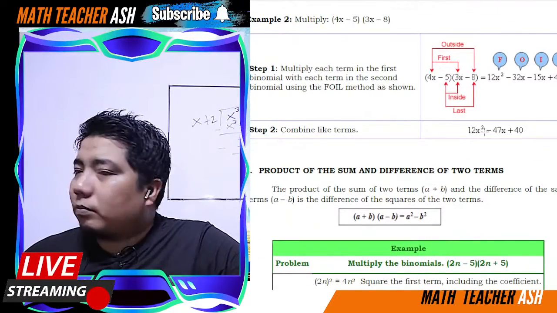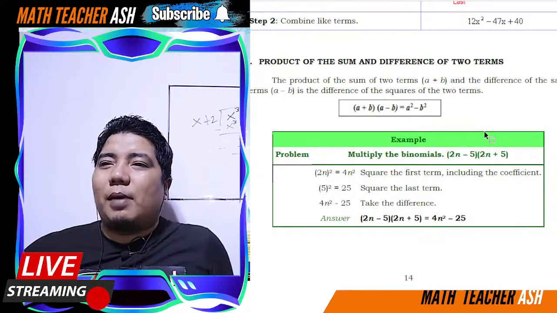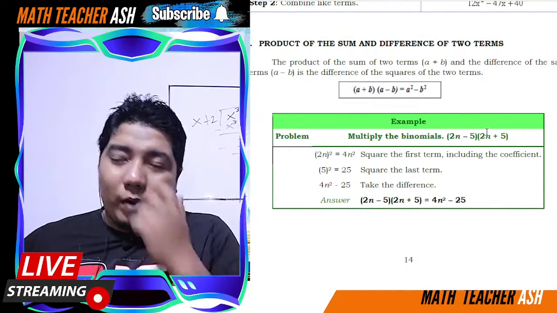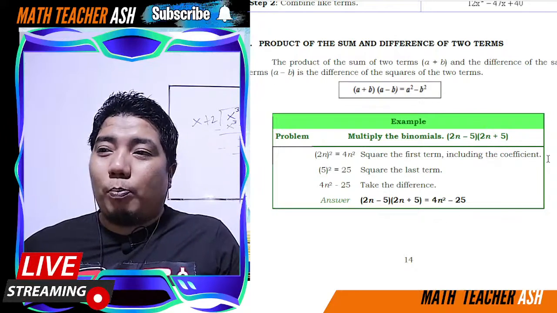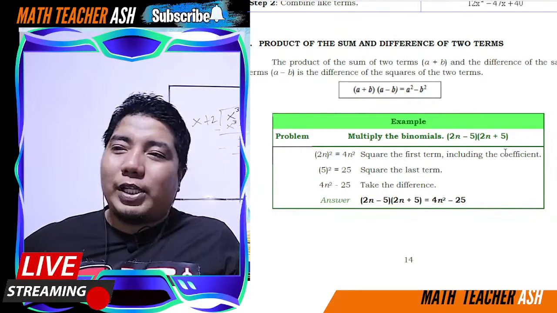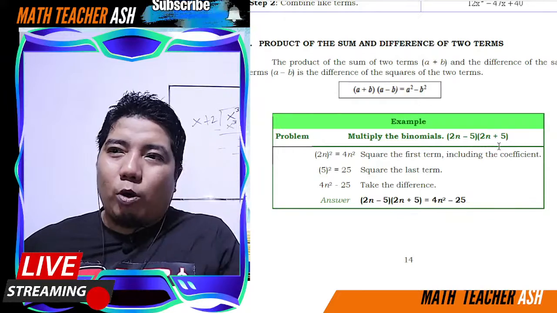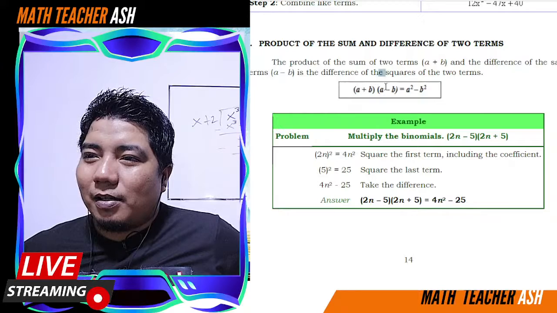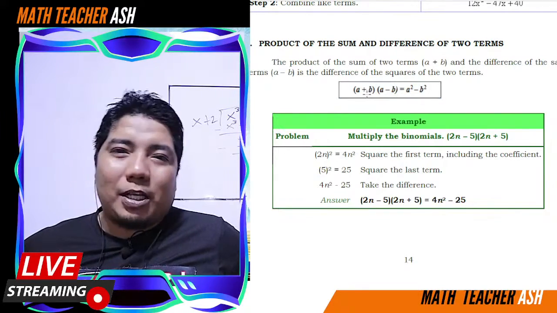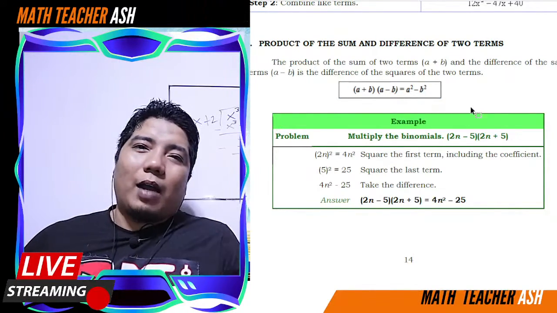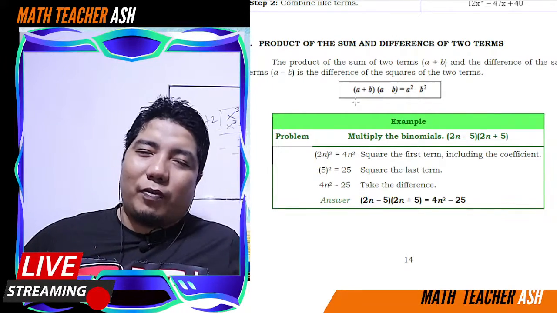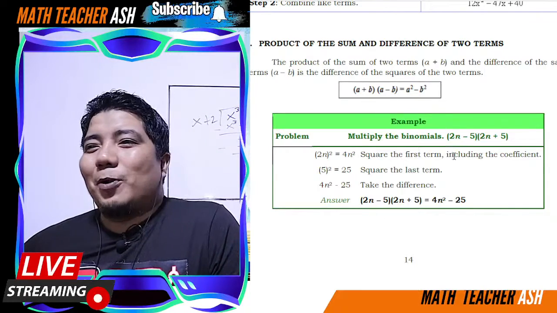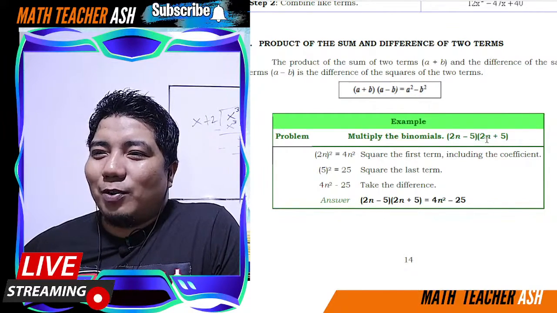Okay. Next is we have the product of the sum and the difference of two terms. Ito naman, kapag ikaw ay nagmo-multiply ng mga binomials na opposite lamang, opposite ha, opposite ang sign. Pareho sila ng term, pero opposite. So, ang isa, sum, ang isa, difference. Okay, so A plus B times A minus B. Ang gagawin mo lang is you get the square of the first term and the last term, and then you put minus between them.